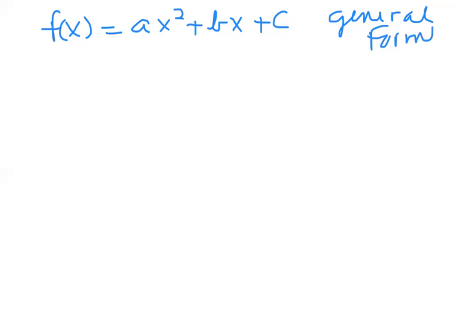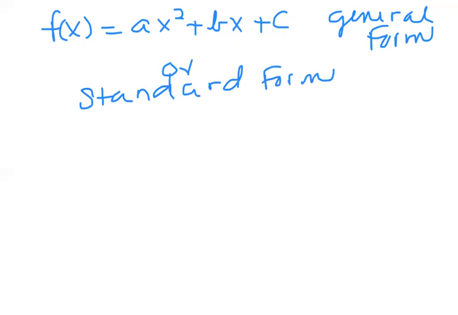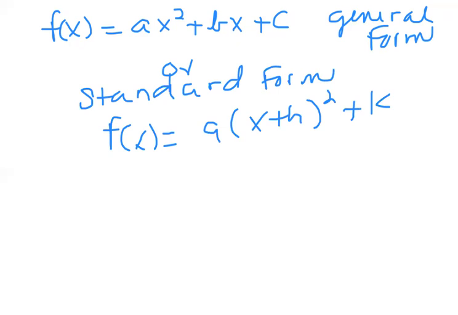And then we also have the standard form, or what I like to refer to as the vertex form. And the standard form is in the form of f of x equals a times (x plus h) squared plus k. Now, what I am going to be discussing is the general form. I'm going to save the vertex form, or the standard form, for another day, okay?